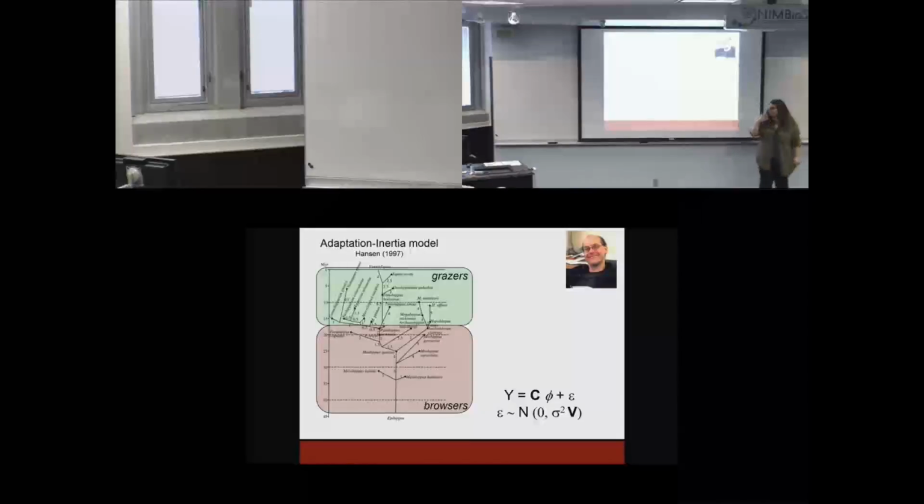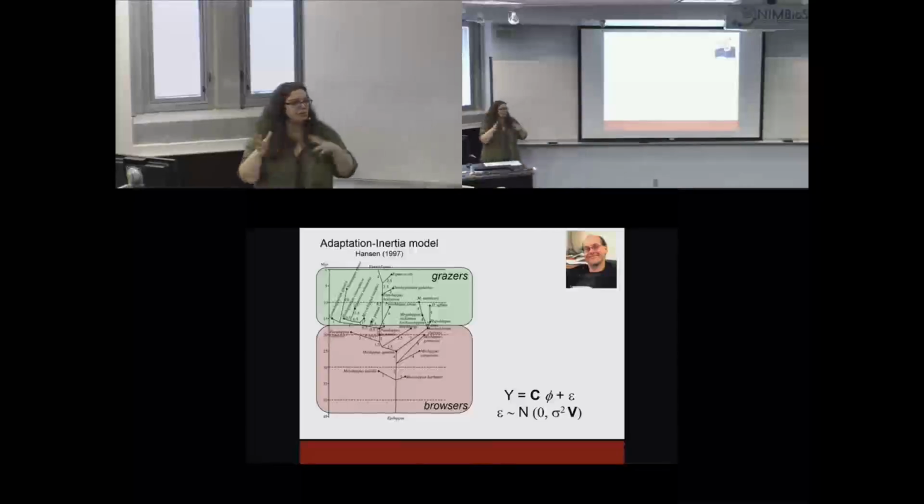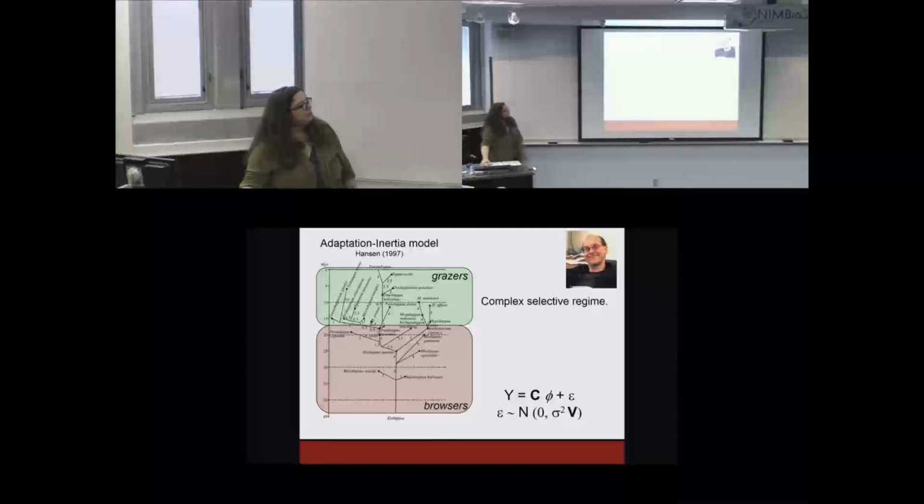But what happens is that it doesn't have that instantaneous effect, or not completely, because the world is a complex place, and there are lots of selective pressures acting on horse teeth at the same time. And so the phenotype will not jump to another phenotype immediately because it's being pushed in different directions by these other selective pressures. Sorry. So there's a complex selective regime.